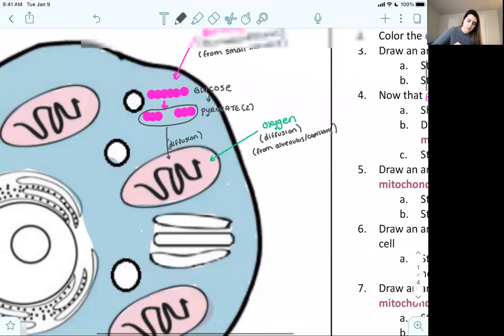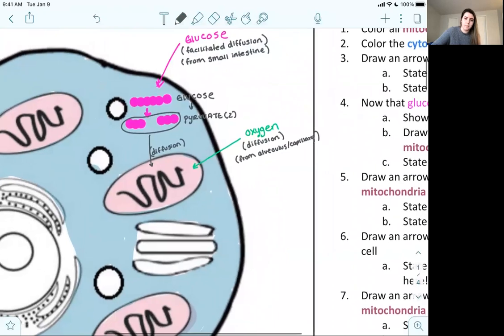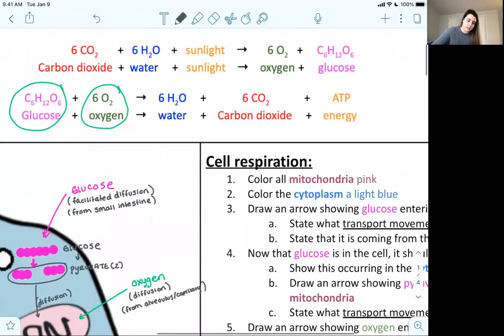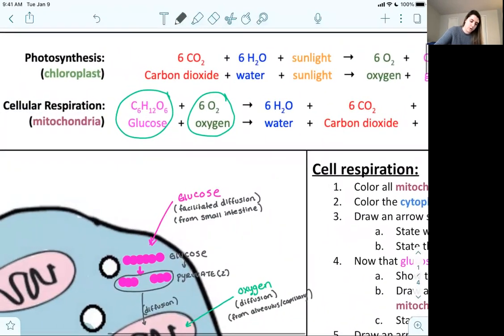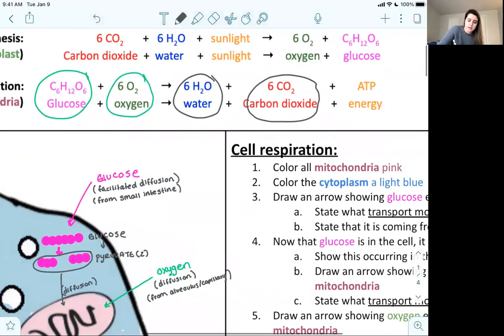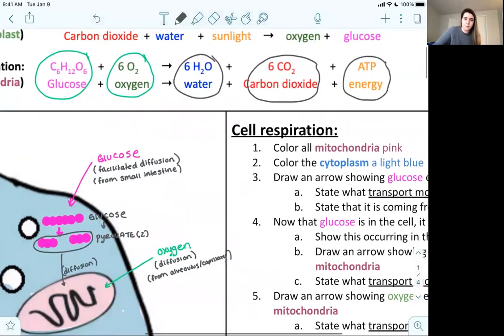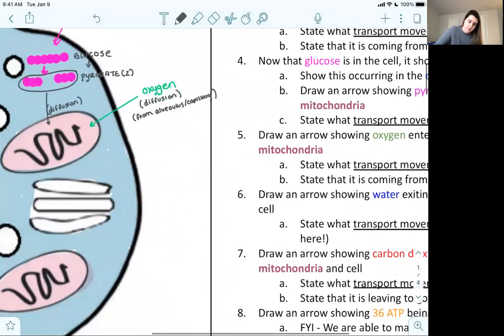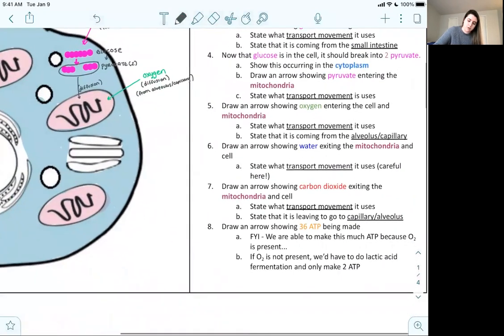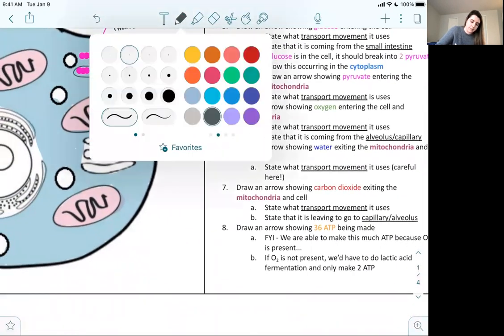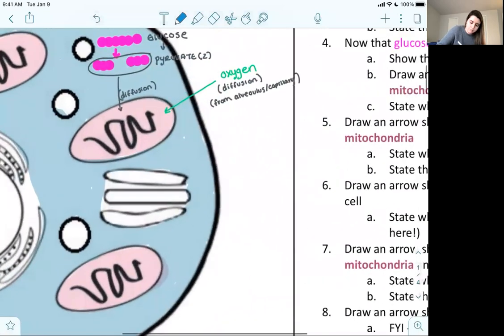Okay. So now that I have my two things that move into the cell, I also have to take a look at what leaves the cell. And according to my cellular respiration equation here, I have water leaving the cell and I have carbon dioxide leaving the cell, as well as this ATP that's produced. So I'm going to start with my water. Step number 6 says draw an arrow showing water exiting the mitochondria and the cell. That is in blue. So I'm going to show water leaving. This is my water.